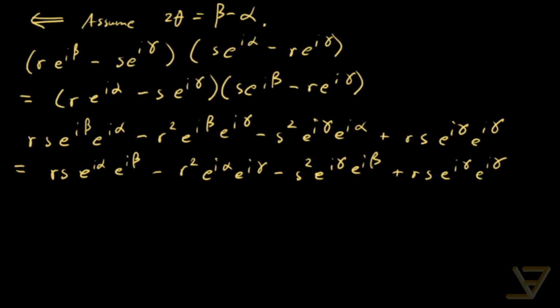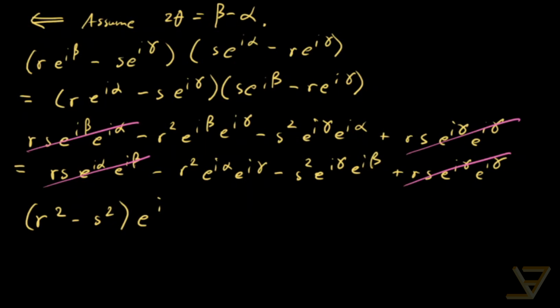So let's see our cancellations. We cancel out the first terms. We cancel out the final terms. And now we're going to move everything over to one side. So we get r square minus s square times e to the i gamma times e to the i alpha minus e to the i beta is equal to 0.